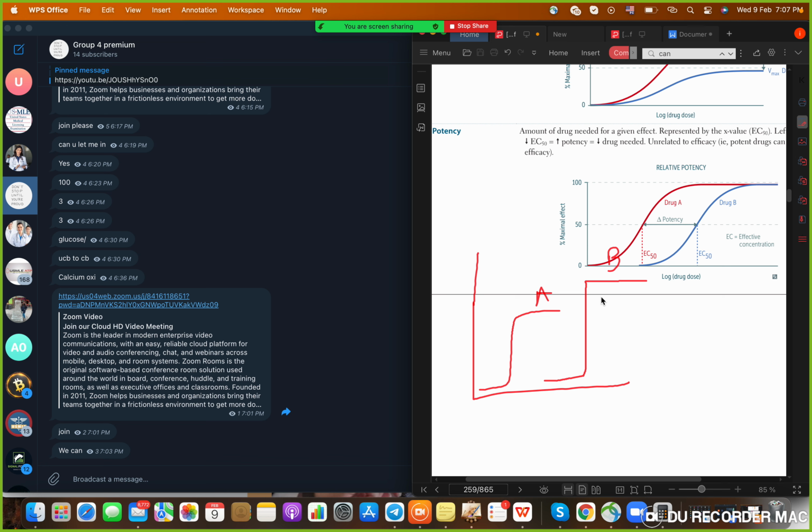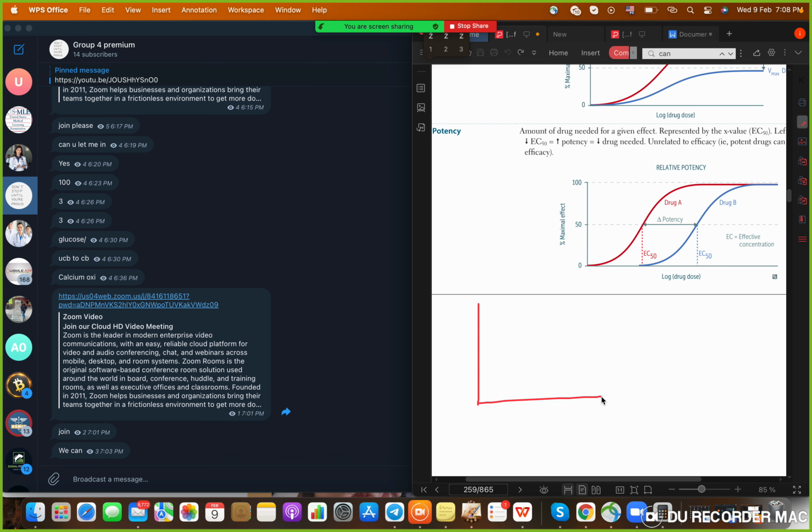Well, I hope you are thinking that since drug B has much higher Vmax, it will be more efficacious. Okay, which one is more potent? Well, for drug A to start exerting a pharmacological effect, it requires less drug, while for drug B, it needs plenty of drug. So drug A obviously is much more potent than drug B.